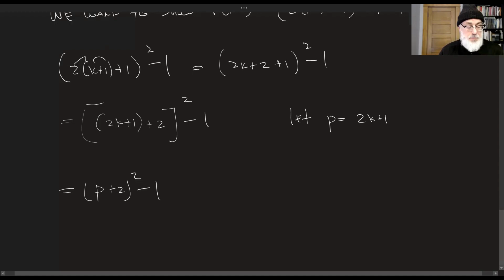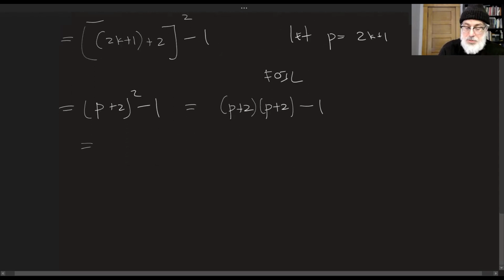And hopefully people will understand, and you can write a more concise proof. So now I'm just literally looking at what this is. That's p plus 2 times p plus 2. And if we do FOIL, again, polynomial multiplication review, that's p squared plus 4p plus 4. And we're subtracting 1.